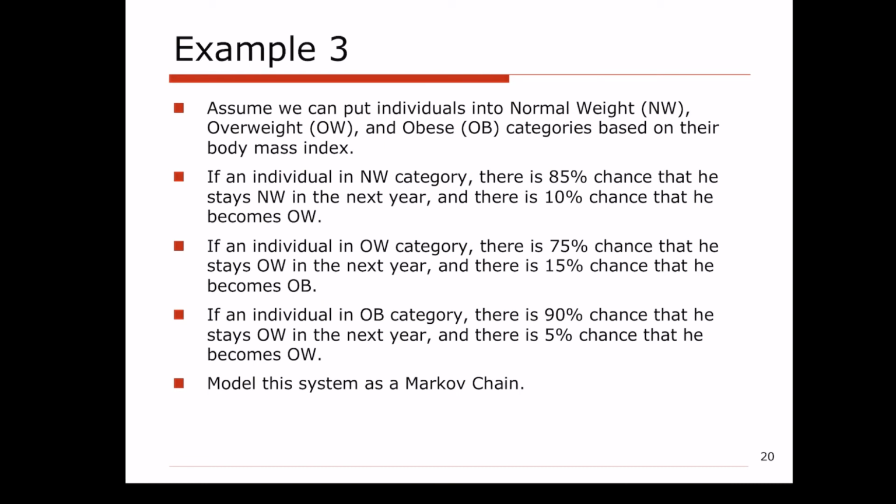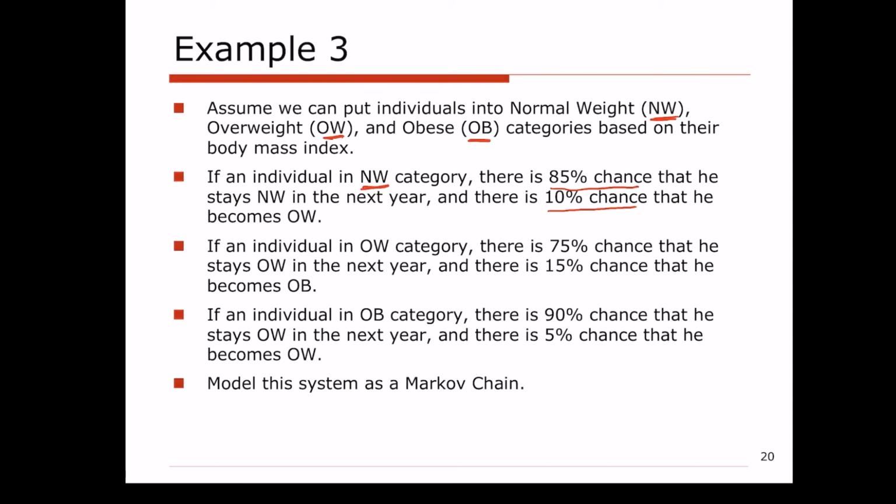In the third example, we are going to model the health condition of individuals. Based on the body mass index of individuals, we can put them in the normal weight category, overweight category, or obese category. So at each year, we know based on the historical data that if a person is in normal weight category, there is 80% chance that the person stays in normal weight category in the next year, and there is 10% chance that the person gains weight and goes to overweight category in the next year.